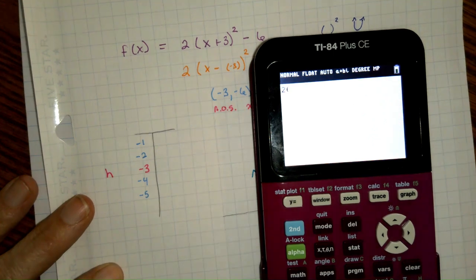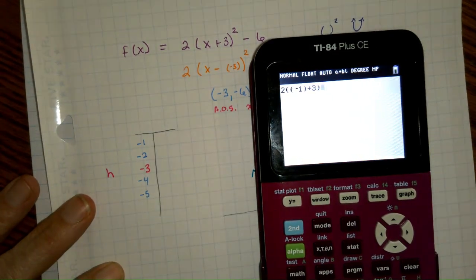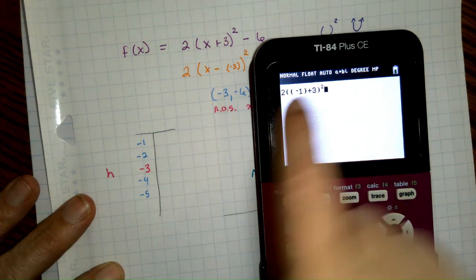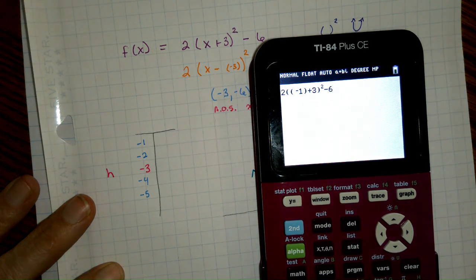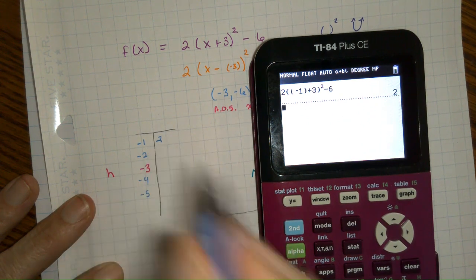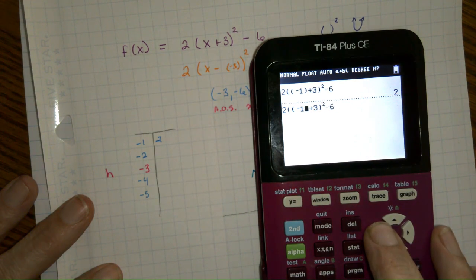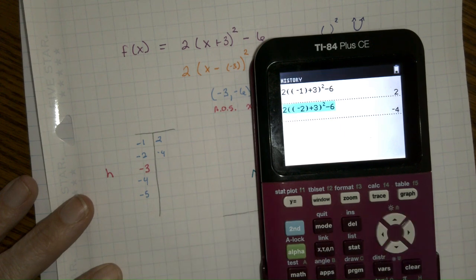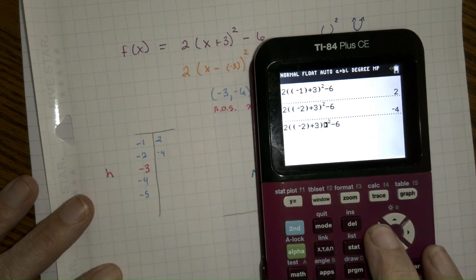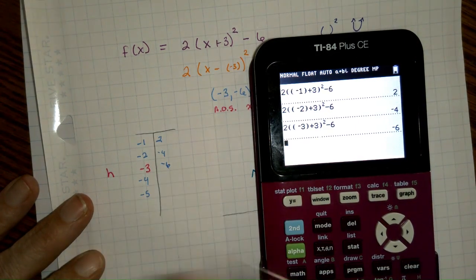2 parentheses, -1 plus 3. So I did the extra parenthesis around my substitution. I just did it where the x was. And then there was a -6. I get 2. It also helps so that I know when I go back, that's the number I change. Then -4. I'm doing a copy paste feature on this calculator. I just highlight it and hit enter and it copies it down. -6.